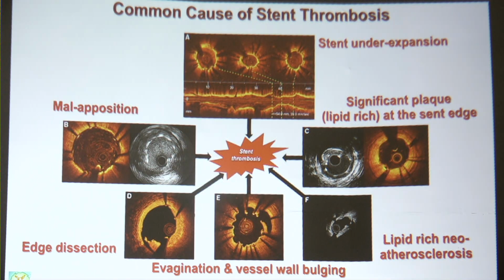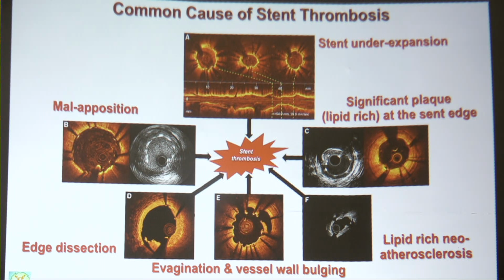There are many causes of stent thrombosis. Mainly, you try to avoid stent under-expansion. Here is a stent under-expansion, and malposition is also one of the causes of thrombus. Significant plaque at the edge, especially if it is lipidic, you have to avoid.